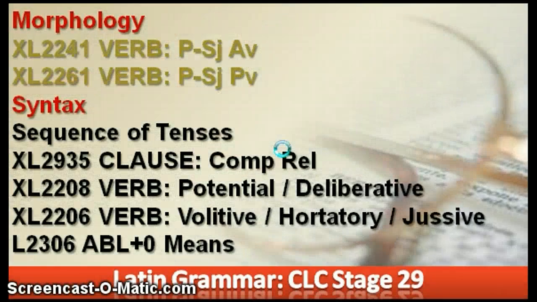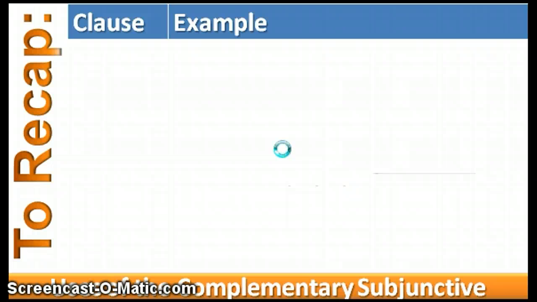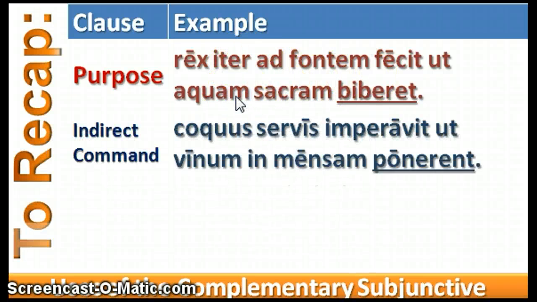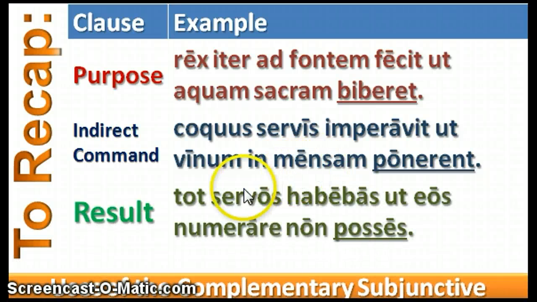Moving on to the sentences, to recap, we have talked about complement clauses that complete the action of a main verb. Purpose clauses are a subcategory. The king made a journey to drink the sacred water. That was the purpose of his going. Indirect commands: the cook ordered the slaves to carry wine onto the table, or place the wine onto the table. And result clause, which is also another complement clause: he was having so many slaves with the result that he was not able to number them.